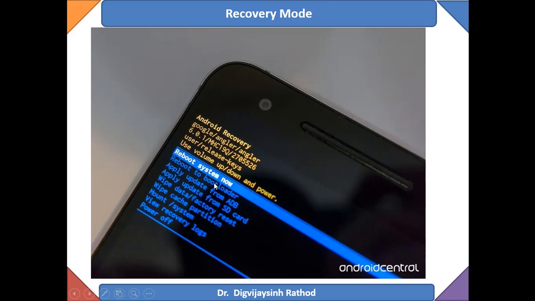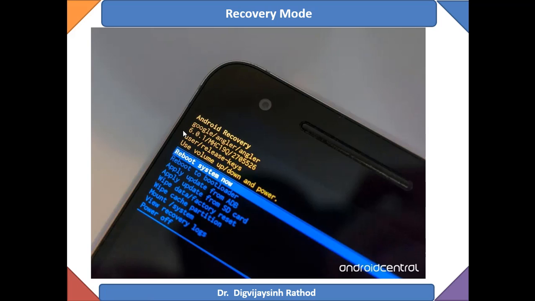Now these are the simplest options that you can find in the recovery mode: reboot system now, reboot to bootloader, apply update from ADB, apply update from SD card, wipe data, mount, view recovery logs, and power off. These are the set of options that you can expect if you move your mobile phone into the recovery mode.